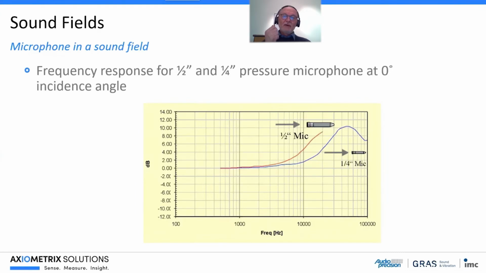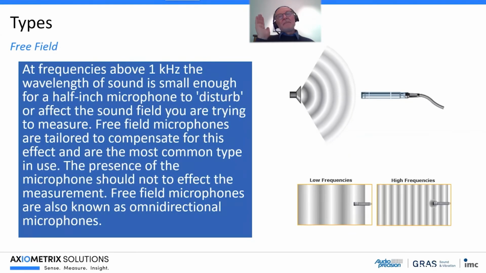As we saw before, a half-inch microphone has its peak top at about 20K, while on a quarter-inch microphone we will see the peak at about 50 kilohertz. We are using this, which we looked at before, for describing the different types of fields and different types of microphones, specially designed to be used in different fields.